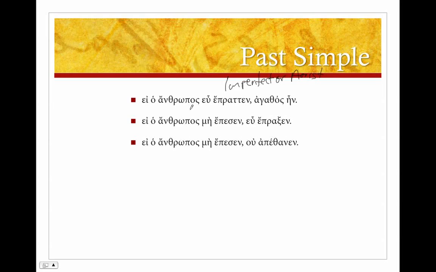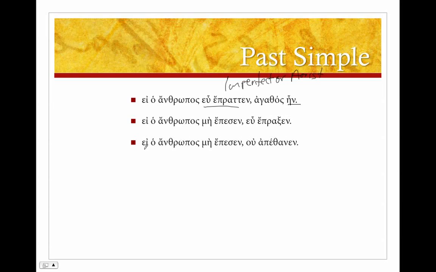So, ho anthrōpos eu epratten, agathos ēn. So here's our imperfect. If the man was faring well, he was good. All right, imperfect, imperfect, both of these are essentially true statements. Ho anthrōpos mē epesen, eu epraxen. So here are aorists. If the man didn't fall, he fared well. He did well.